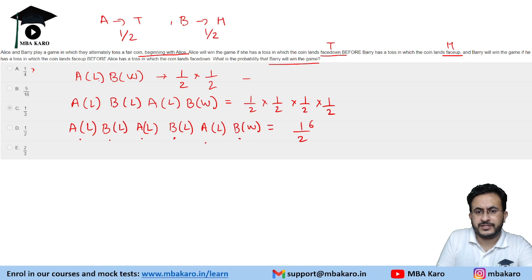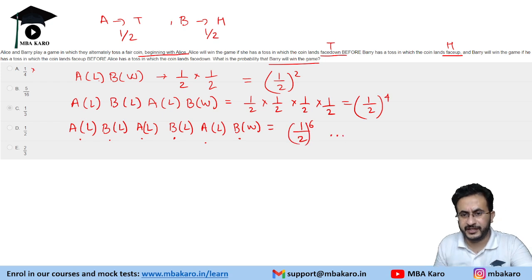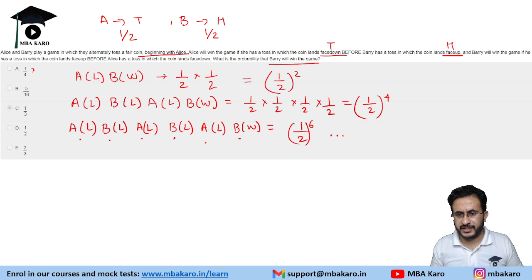Okay. Now this is 1 by 2 raised to the power 2. This is 1 by 2 raised to the power 4. 1 by 2 raised to the power 6 and so on. This can continue till infinity, right? What if no one keeps winning, right? Both of them keep losing the game.